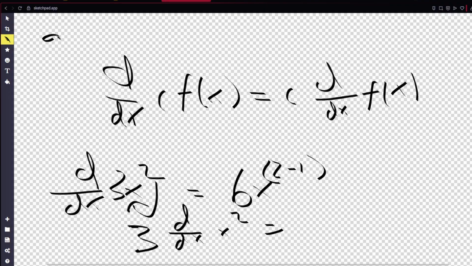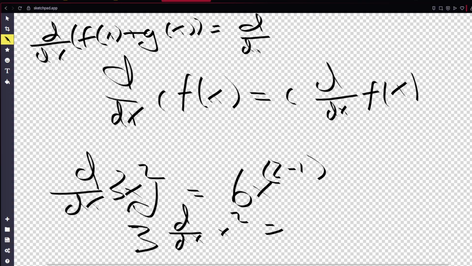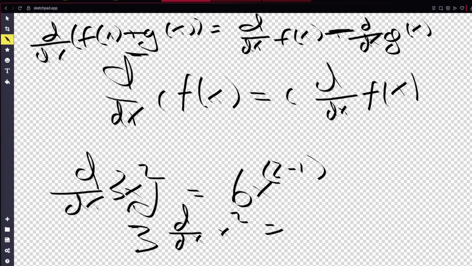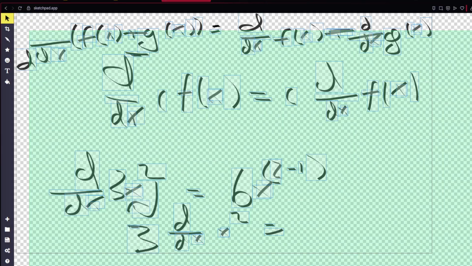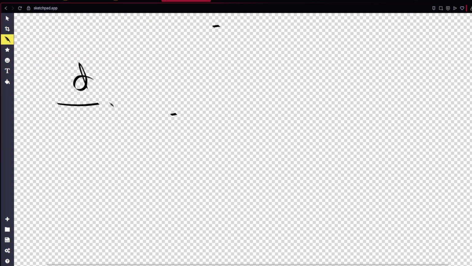Sum rule. Actually, we didn't cover this yet, it seems, but as I explained before, the derivative of f(x) plus g(x) is equal to the derivative of both, kind of like the distributive property. You're just distributing the derivative. Same thing with the difference rule, just with the negative. So f(x) minus g(x) has a derivative equal to the derivative of f(x) minus the derivative of g(x). Quite simple. For the trigonometric ones, I did see the proof of it, but I don't remember it, so I'm not going to explain that here.